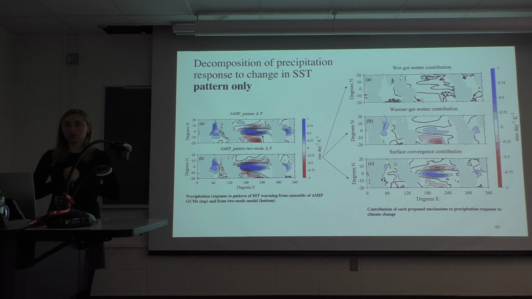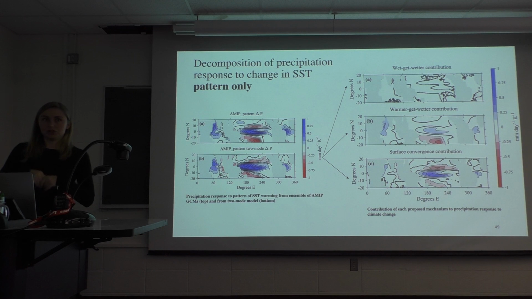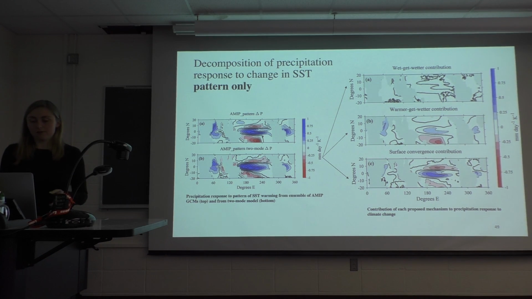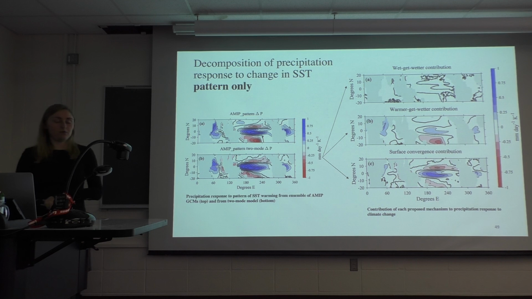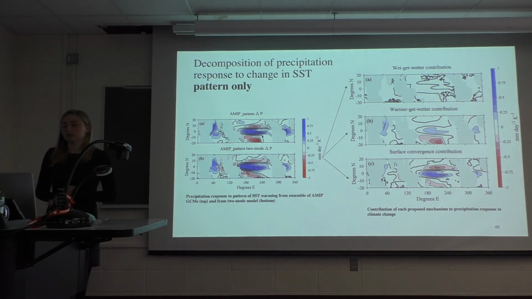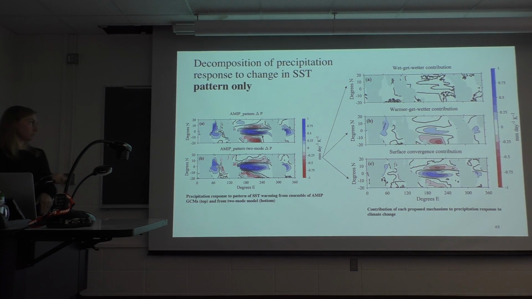So here is just the pattern of warming. There's no mean warming in this simulation. We've just changed the SST pattern in a way that's consistent with how SST pattern changes in response to climate change. And here's the precipitation response to the pattern of SST. Now this is per Kelvin. And this is how the two-mode model does at estimating that precipitation response, which is, again, very good.